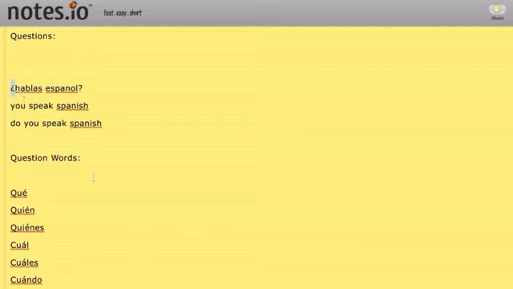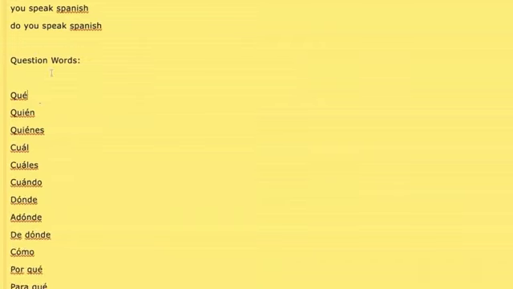Now, moving on, let's talk about some of these question words and translate each of these. So these are very important to know, especially if you are in Spanish class, because on a lot of the tests, the questions are going to be in Spanish, right? So you should know exactly what's being asked. Because of that, you should know the question words.